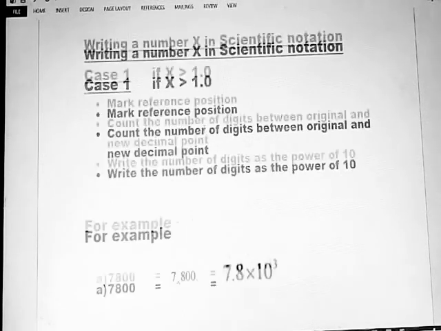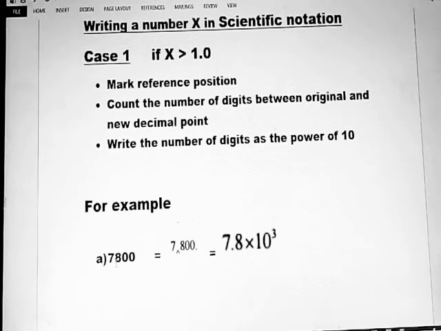For example, if we have the number 7,800, our reference position is between 7 and 8, because 7 is the first non-zero digit and 8 is the next on the left. Then, count the number of digits between the original and the new decimal point.